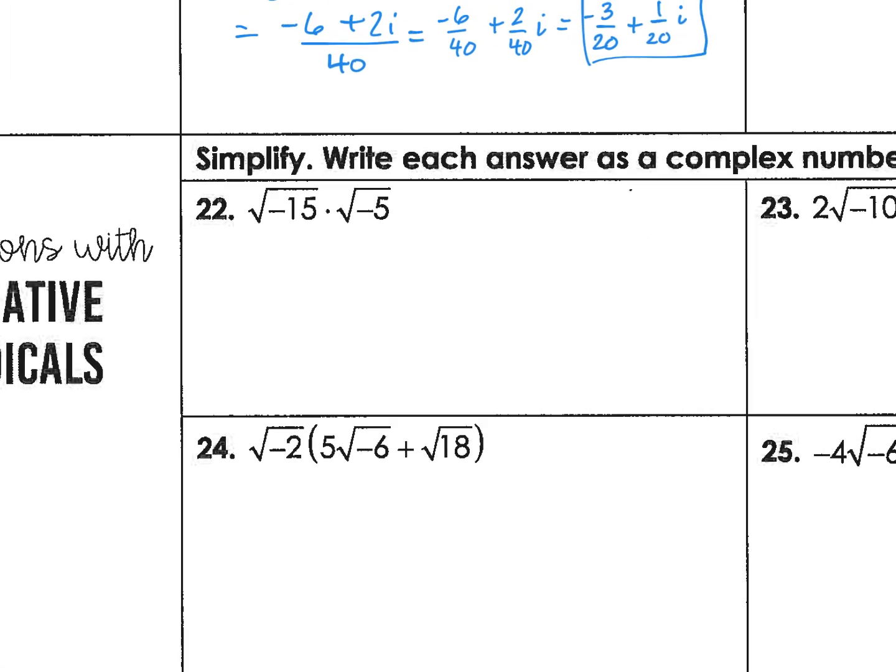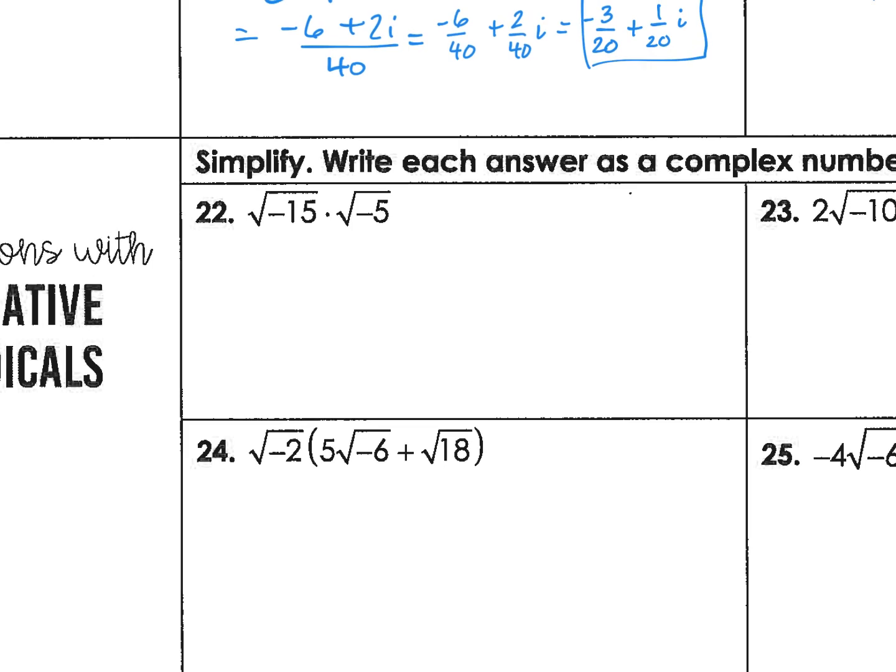You're going to want to say root negative 15 times root negative 5 is root 75. That's wrong. Why is that wrong? Because what is implied here and what is implied here? There's an i in each of them implied, isn't there? So you have to do this one of two ways. You need to pull the i out of each of them first, then combine, and then deal with it, because you're going to see two different answers here if you don't. Let me show you why that is.